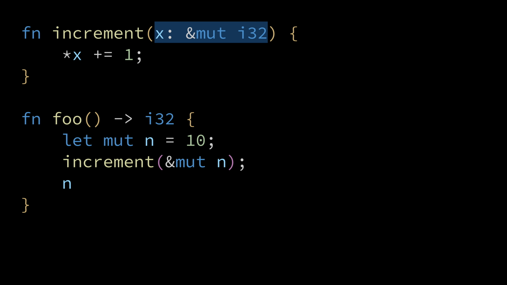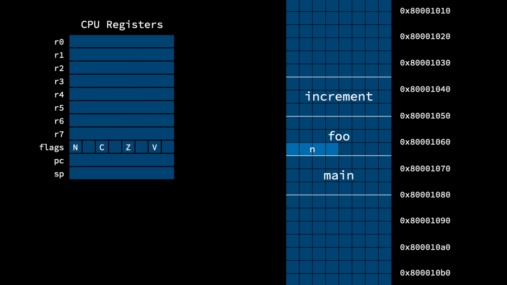So the increment function takes a mutable reference x that points to an integer. The foo function has a local variable n, and it calls increment with a mutable reference to n. We'd expect the stack to look like this. n is a local variable in foo, so it's at a fixed location within the foo stack frame. And increment gets a reference to n, so you can think of the stack frame for the increment function as having a local variable x that points to n.